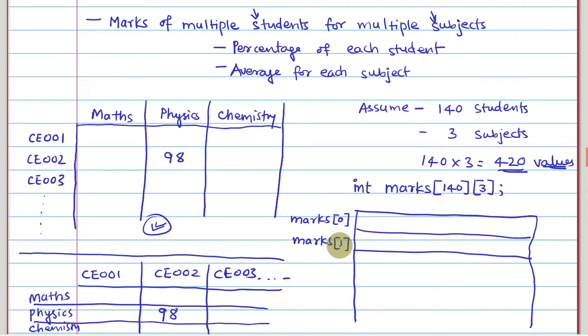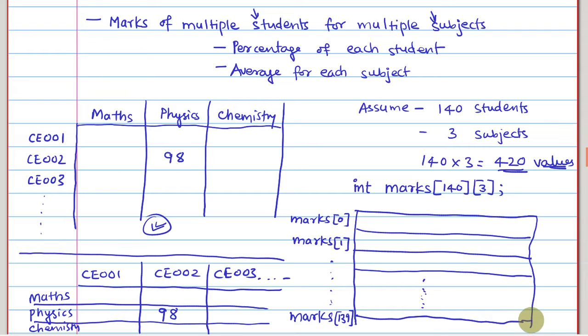What is the relation between index and roll number? If you add 1 to the index, you will get the roll number of the student. You can think about it like this, because in the real world, mostly there is no roll number with value 0. So this will go until marks of 139, and that final row will store marks of the last student with roll number 140.